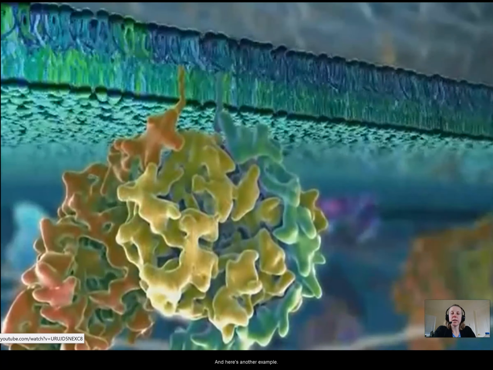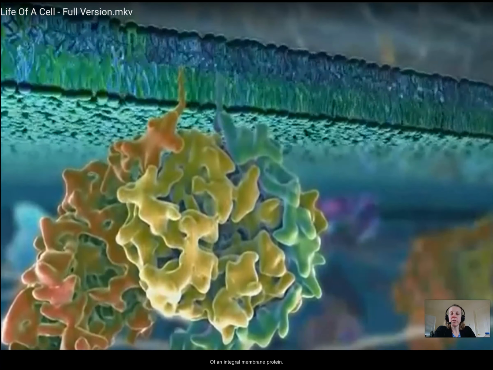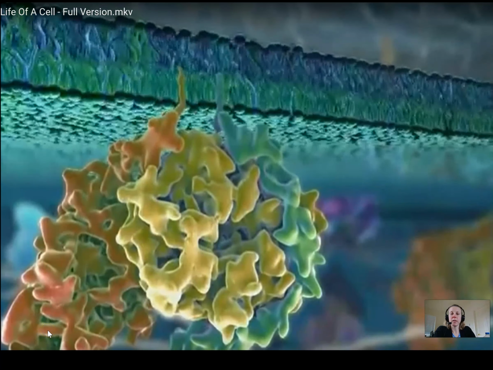And here's another example of an integral membrane protein. This one is going to be a lipid anchored protein. You can see that there's a little part of the protein that just goes part of the way into the membrane. And so that's going to be the lipid anchored portion of it. Most of the protein is on the outside.